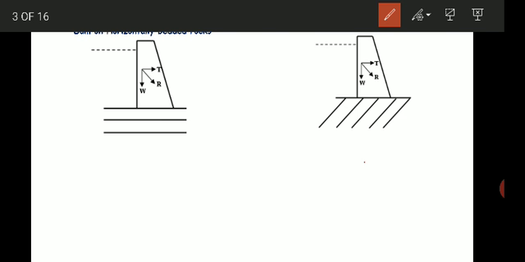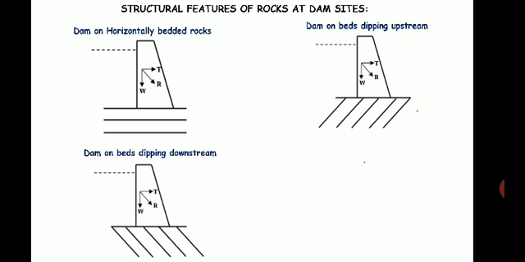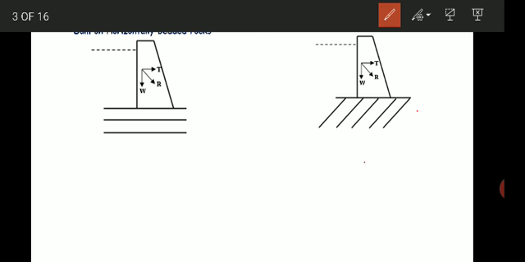There are different cases, like in different directions the beds are dipping. The first case is wherein the beds are dipping on the upstream side. Here this is the upstream side of the dam, and this is the downstream side of the dam. And how are these beds dipping? These beds are dipping towards the upstream side. So when the beds are dipping upstream, it is a safe situation.